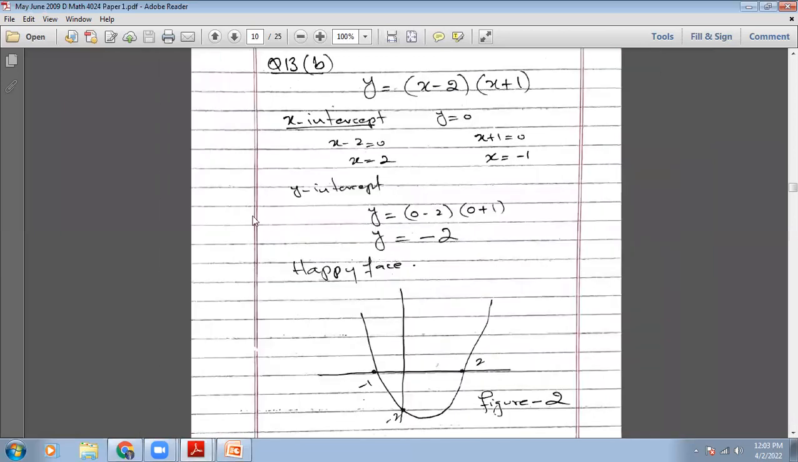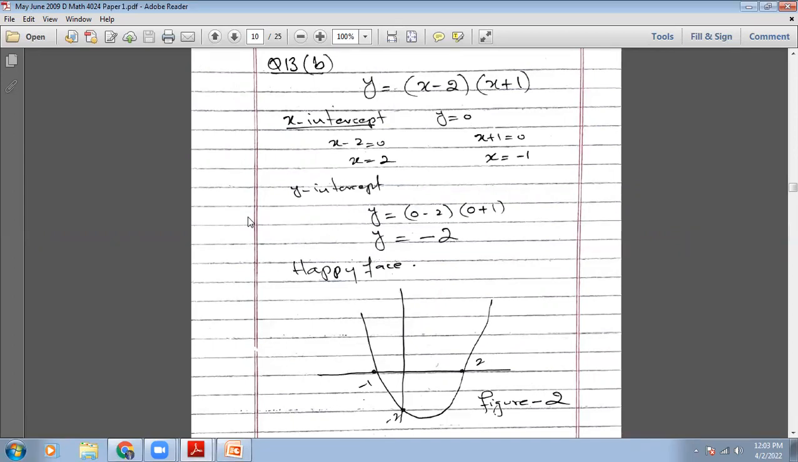So, when the equation is like this, y is equal to (x minus 2)(x plus 1), first of all, we find the x-intercepts. X-intercepts means that y is 0. So if y is 0, one of the brackets is 0: x minus 2 equals 0, so x equals 2, and x plus 1 equals 0, so x equals minus 1.